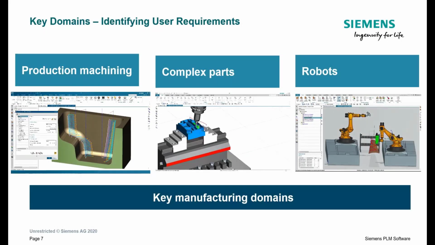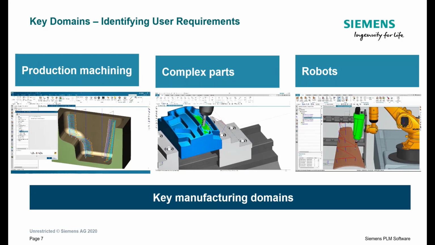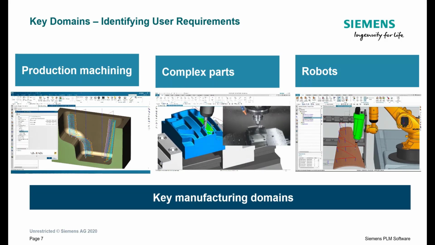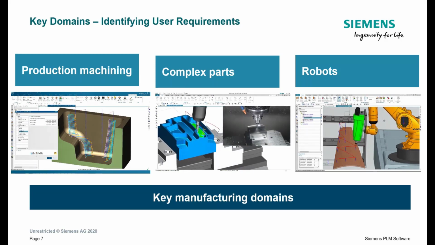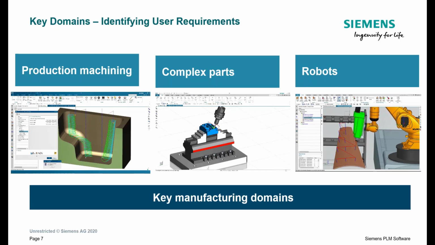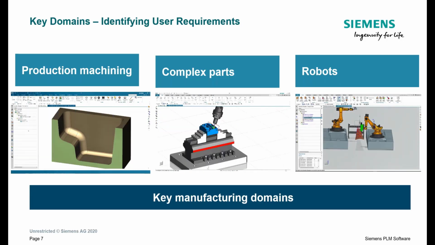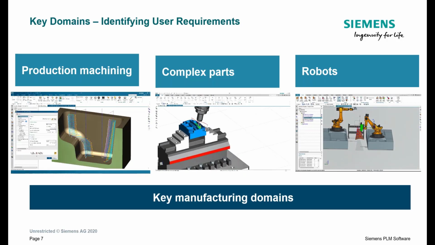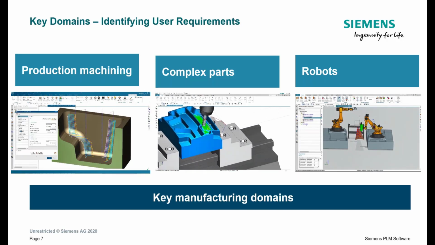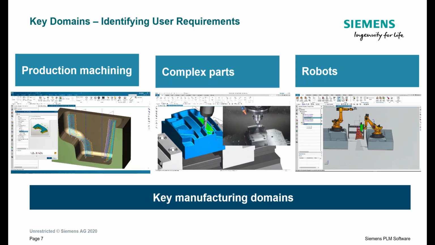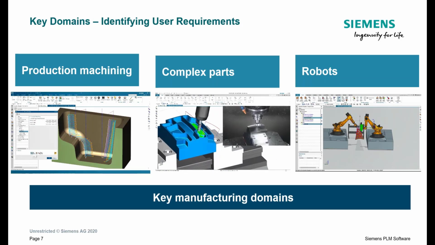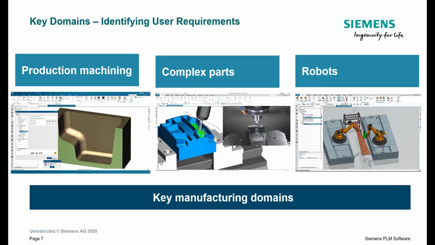Machine shops produce parts for many different applications across different industries. These are some of the key manufacturing domains, and each of them has different requirements. Production machining typically involves production of larger volumes of prismatic parts used in almost any industry. Complex parts made of lightweight materials, such as those in aerospace and medical industries, often require 5-axis machining to cut the complex designs on multi-axis machine tools.